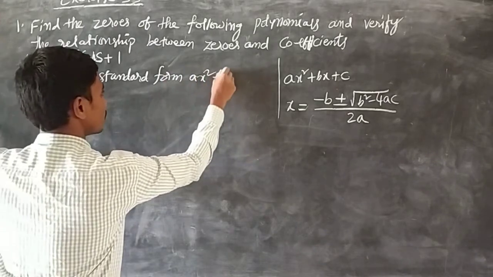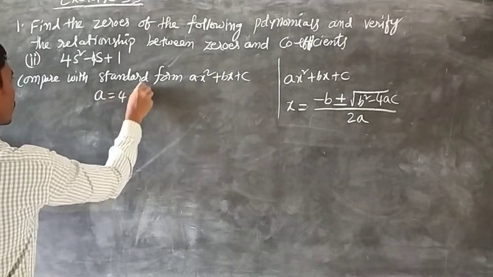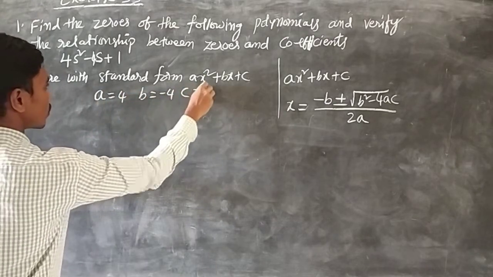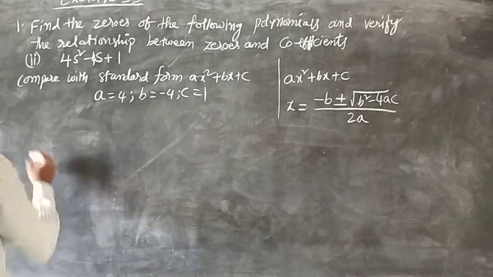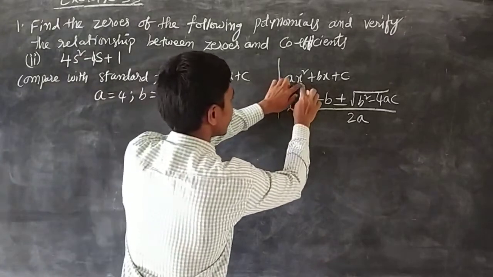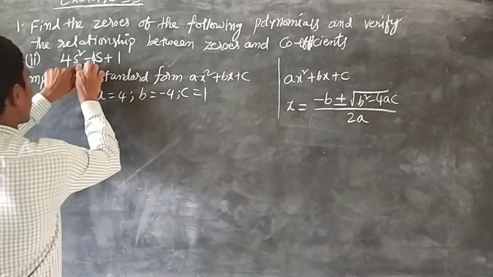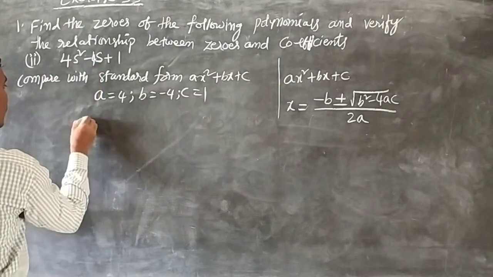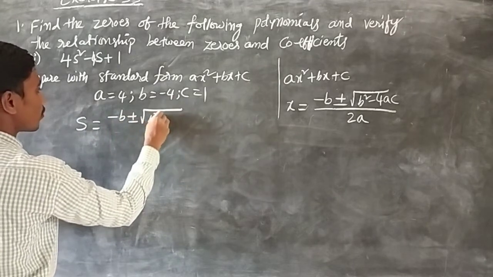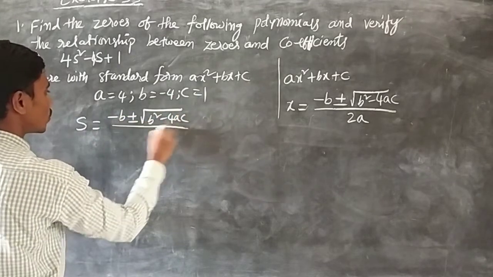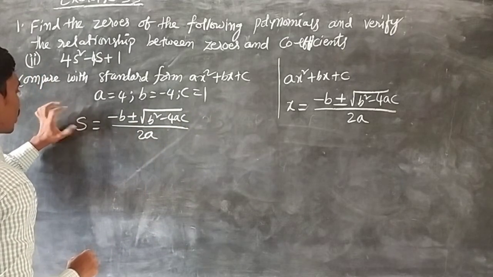x square plus bx plus c, a is equal to 4, b is equal to minus 4, c is equal to 1. Then the zeros: here the expression is in x, that's why the zeros are related with x. Here the expression is in s, so s is equal to minus b plus or minus square root of b square minus 4ac by 2a, the formula to find the value of s or zeros.